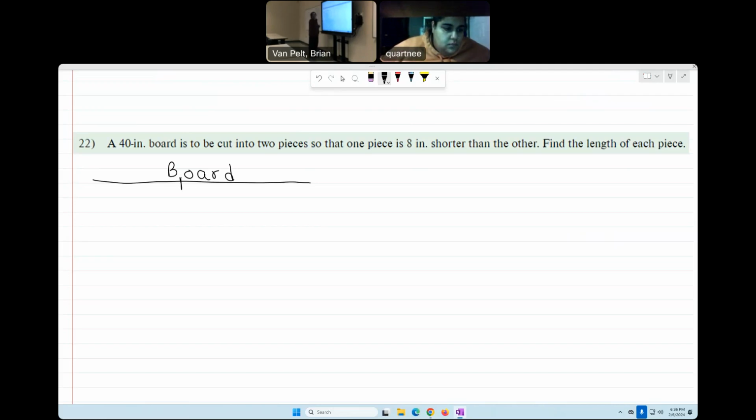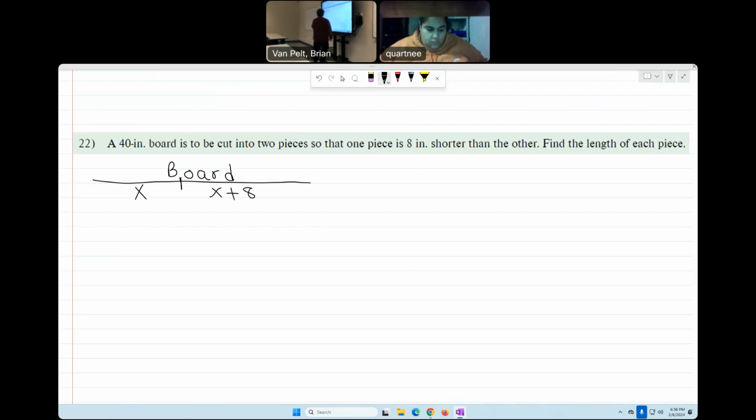So what would you call that length? What do you want to call it? All right, tell me the length of the longer piece, using that letter. Well, a little bit more. So 2x. It says that 8 inches shorter, right? So this must be x plus 8. This must be the longer one, right? 8 inches longer.